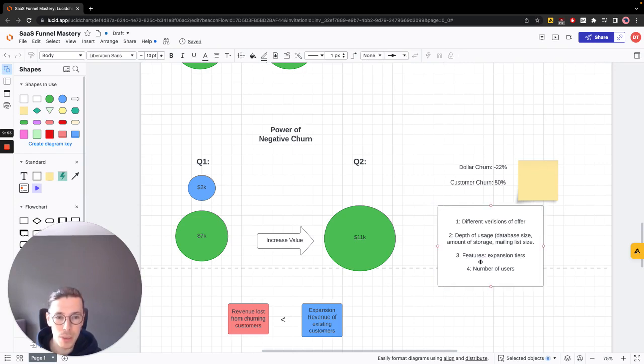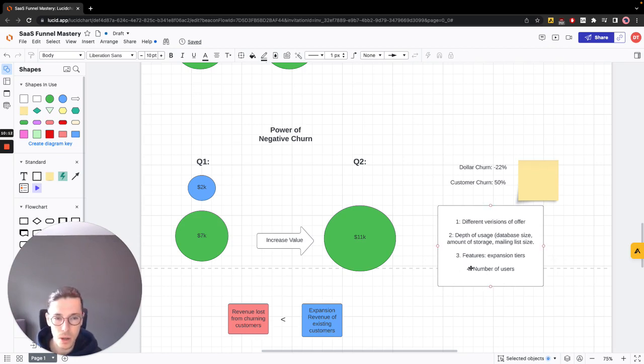Now, the other thing would be expansion tiers. So this would be similar to different versions of the offer, but expansion tiers could be completely new add-ons, right? So this could be for MailChimp, this could be, for example, adding in different levels of support or other sort of features like that.